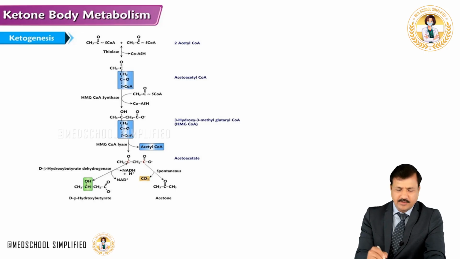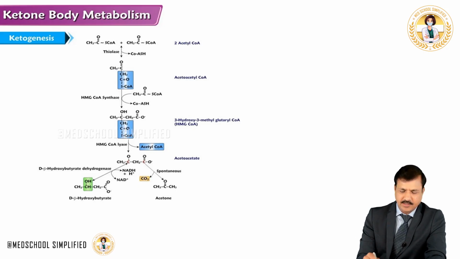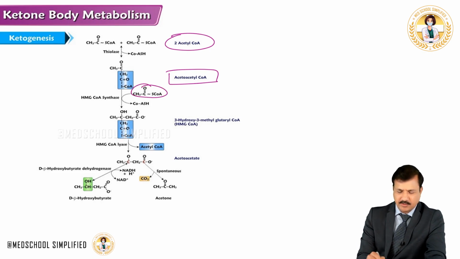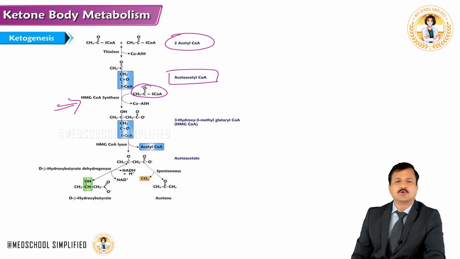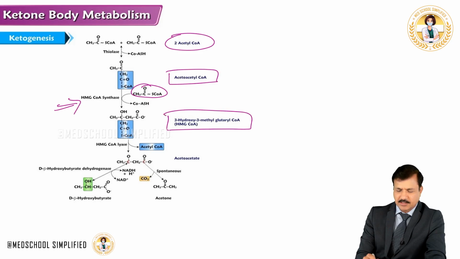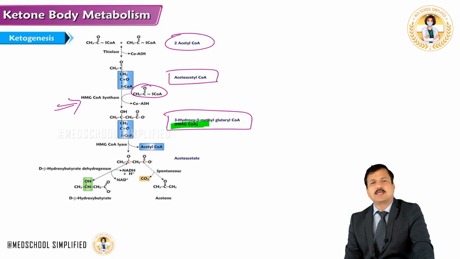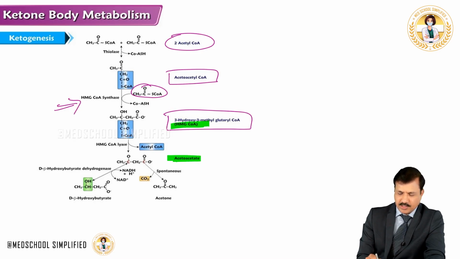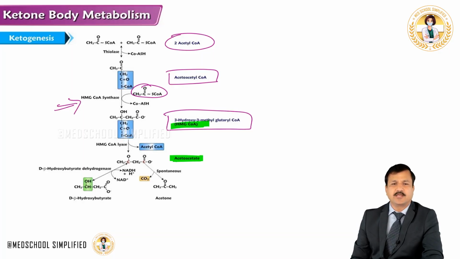Two acetyl-CoAs in the mitochondria of the liver will condense with one another to become acetoacetyl-CoA, and now that acetoacetyl-CoA will be condensed with one more acetyl-CoA molecule with the help of HMG-CoA synthase enzyme to make 3-hydroxy-3-methyl-glutaryl-CoA, which is referred to as HMG-CoA. Now the HMG-CoA lyase enzyme is going to break this into acetoacetate, that is one of the ketone bodies.